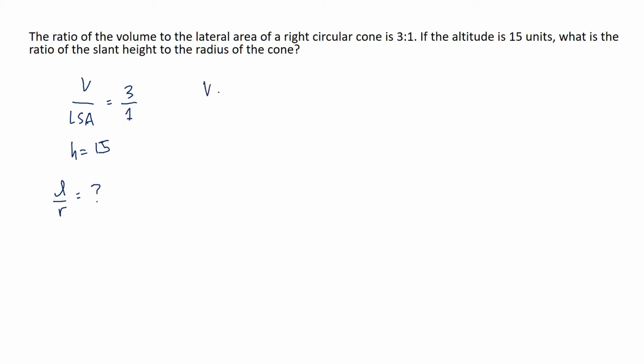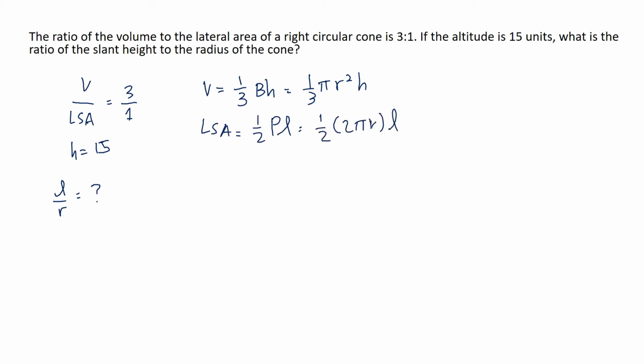Okay. So, for the volume of a cone, it is one third base times height. That's one third pi r squared h. Right? The lateral surface area of a right circular cone is one half perimeter times slant height. So that's one half times 2 pi r times slant height. Okay? Substitute here. So we have one third pi r squared h all over one half 2 pi r slant height, and that is 3:1.